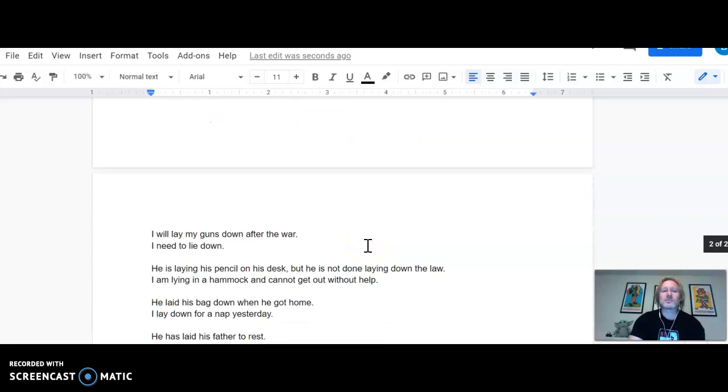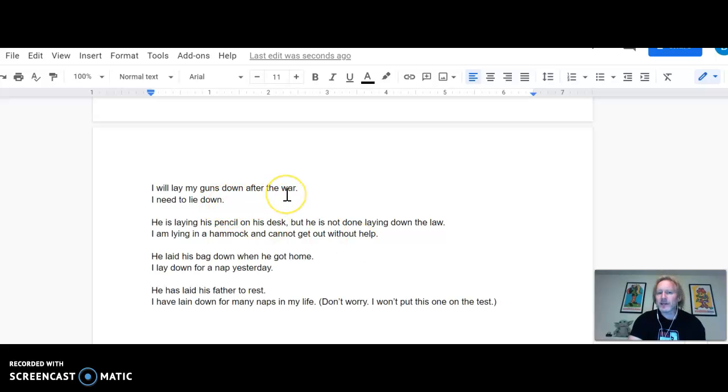Now, I'll show you example sentences for all of these. I will lay my guns down after the war. That means I'm going to put them down. I need to lie down just means I need to have a rest. I need to sleep. He is laying his pencil on the desk, but he is not done laying down the law. He's not done putting these things down. I am lying in a hammock and cannot get out without help.